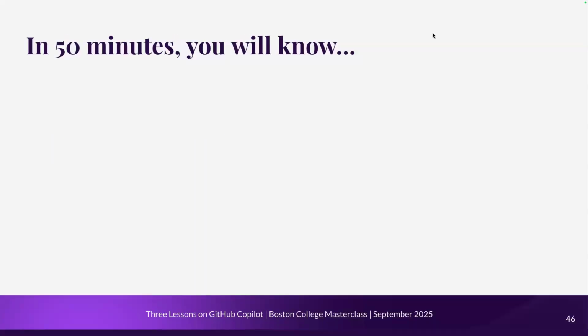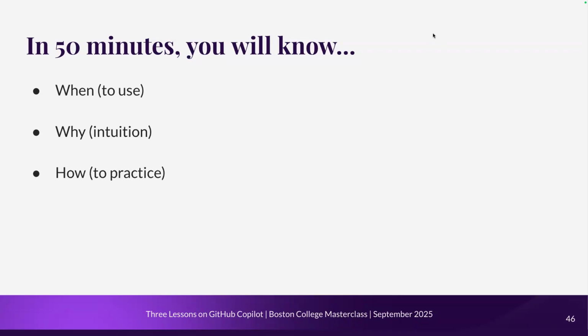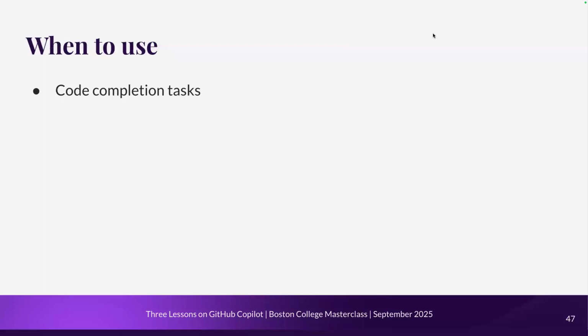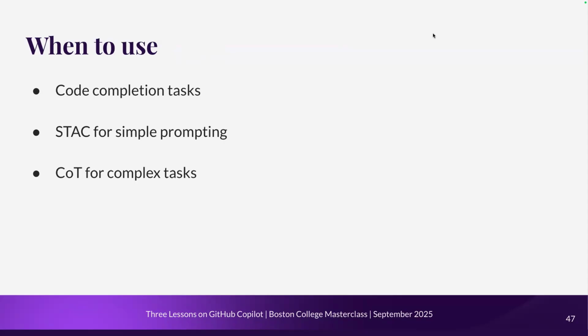I promised you that in 50 minutes, you would know when to use GenAI applications. You will understand better the intuitions and why you're getting the results you're getting, and also how to practice. We understood that we want to use GenAI like GitHub Copilot for code completion tasks. We also use the syntactic flexibility, type rigidity, and a queue for simple prompting. And we also use the chain of thought for data flow for more complex tasks.